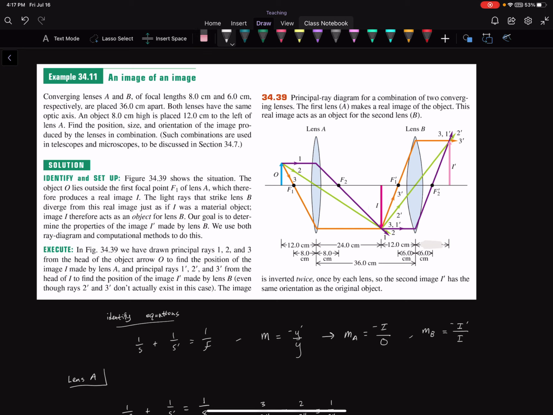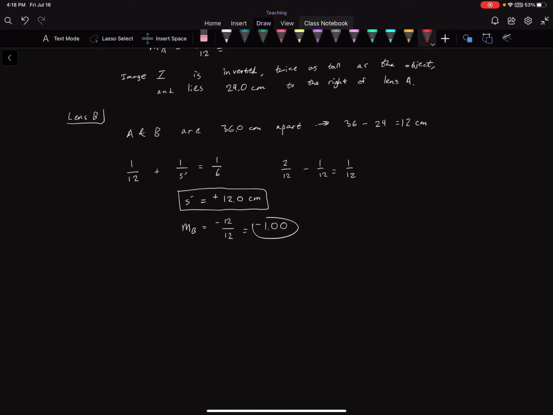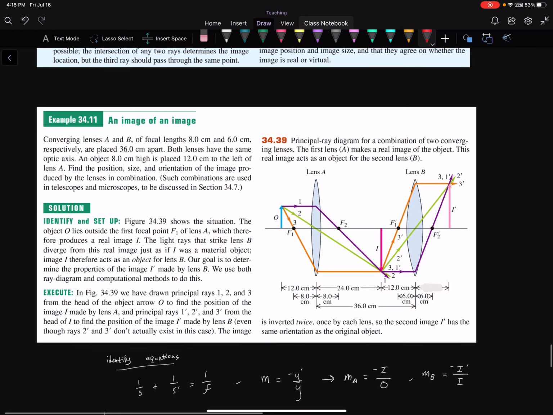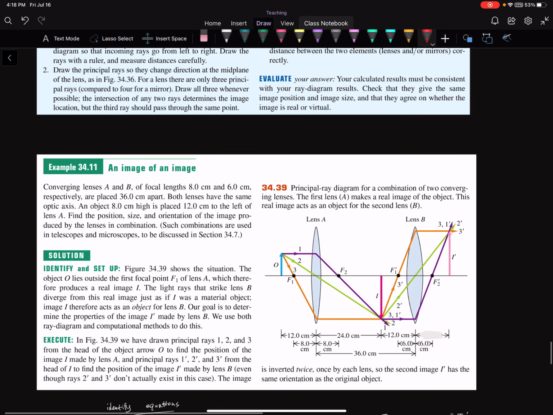So from this guy to this guy, it's inverted, but it has not changed height, right? And so it's still twice as tall as the original object, and it inverted twice, so it's erect in the end, right? So that is the solution of what we were looking for here. That's an image of an image. There you go. So the rest of these types of problems follow just like that.